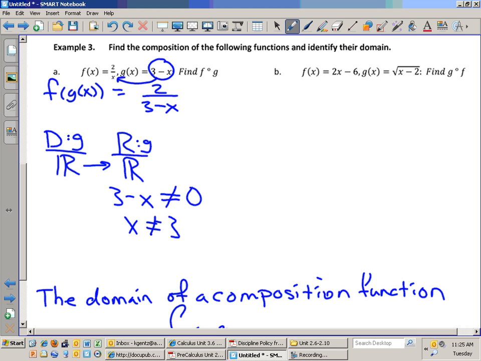Let me show you one more example. Cross these out. Get rid of them. Yep, that's the domain. The domain for the composition function is x cannot be 3. So if you want to write it like this, say domain could be negative infinity to 3, and then 3 to positive infinity. You could write something like that. That'd be fine.